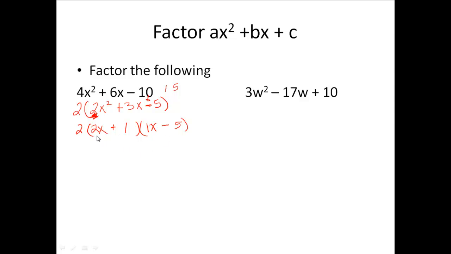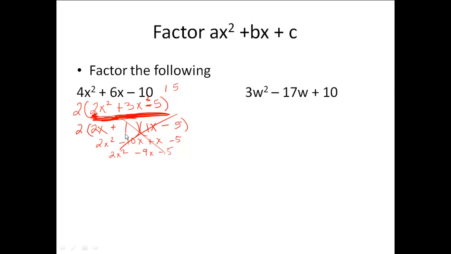So when I FOIL this out, I'm going to have 2x squared minus 10x plus x minus 5. Simplify that and I get 2x squared minus 9x minus 5. And if I just compare that to this equation right here, I can see I'm not right. So that one didn't work.